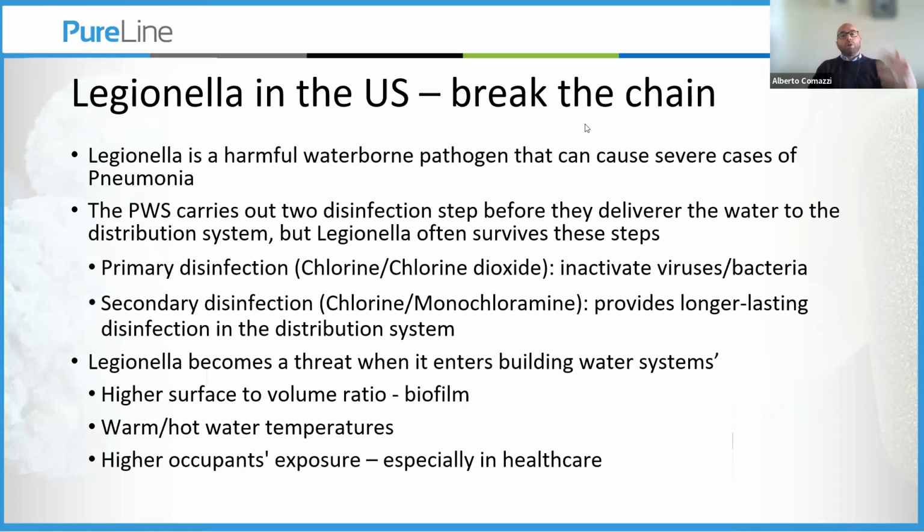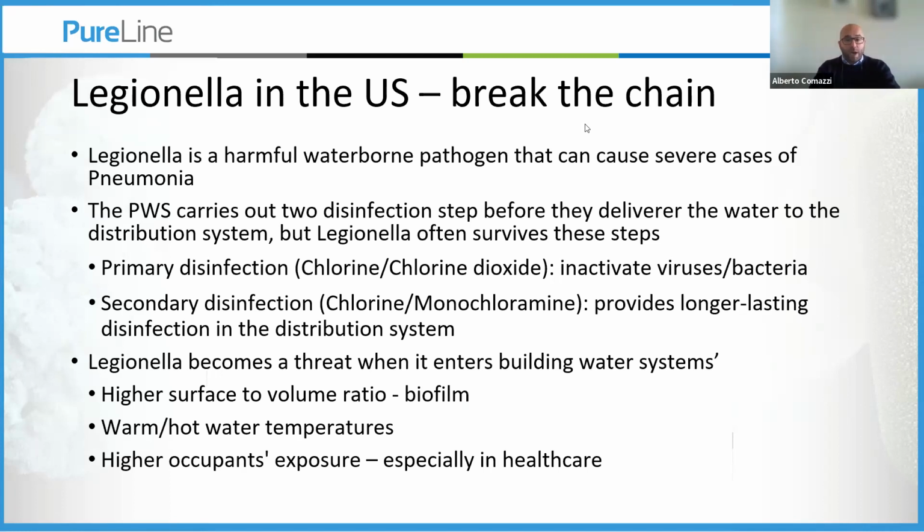Now, the public water utility disinfects the water, and technically, that disinfectant is supposed to kill, as we said, the viruses and bacteria, but Legionella is so strong that it can survive both disinfection steps. So those little germs that survive the disinfection steps will at some point enter a building water system, and even if the levels at the point of entry are usually below the detectable level, Legionella becomes a threat when it enters a building just because of the environment of a typical plumbing system.